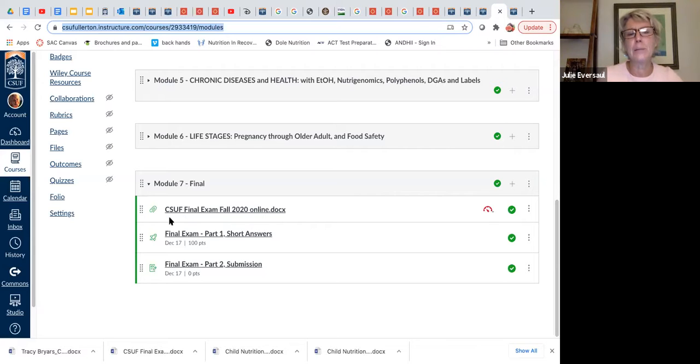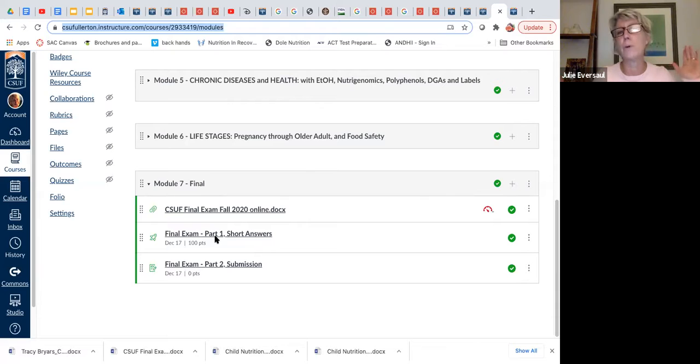All right, you have 3 items here, folks. This is the directions, the CSUF final exam fall 2020 online. Those are the instructions for the final. You've got a part 1 and part 2. Part 1 is short answers where you're going to be writing the answers into the site. When you open that up, like the quizzes, you can keep it open during the duration of the final exam period next week, which I gave you guys Monday through Thursday night.